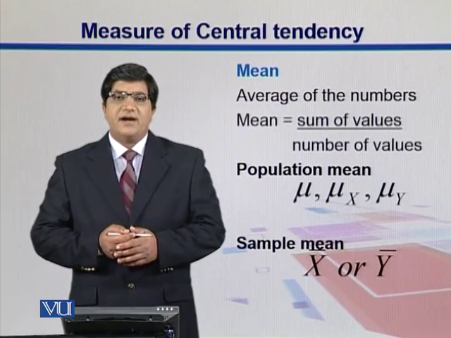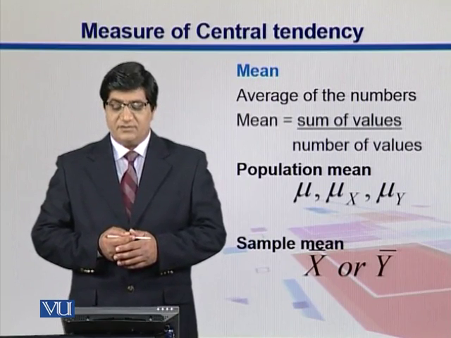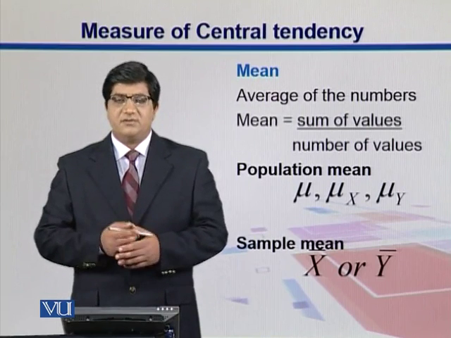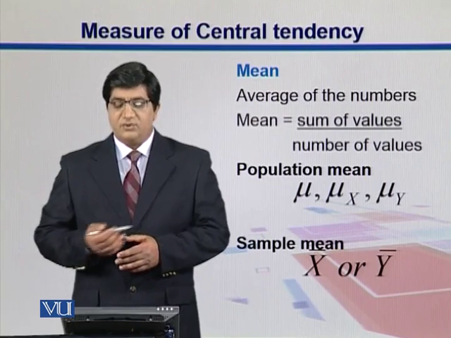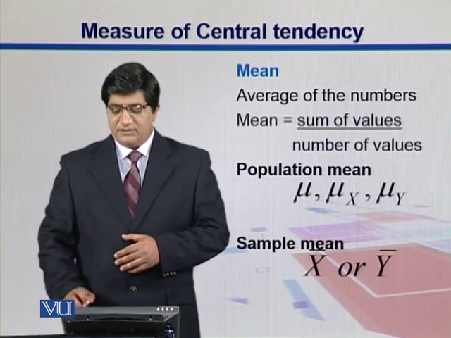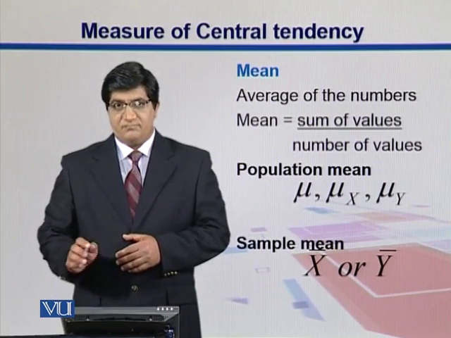We have already seen that the mean is the average of the numbers. We take all those numbers, sum them, and divide by the total number of values. That gives us the mean. The population mean is represented by a Greek letter, whereas the sample mean is an English letter with a bar sign on it.